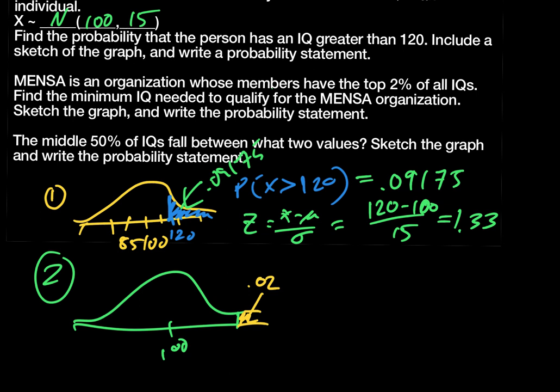If I'm using a table from the books, I'm looking up for 2% in a tail area to tell me what that z-score is. If I'm not using a table, I am using my online tool, and I put in 0 for mu, 1 for sigma. I change my area to 0.02. And it tells me that the corresponding z-score for 0.02 is 2.05375.